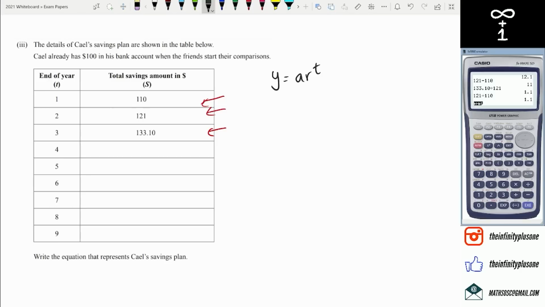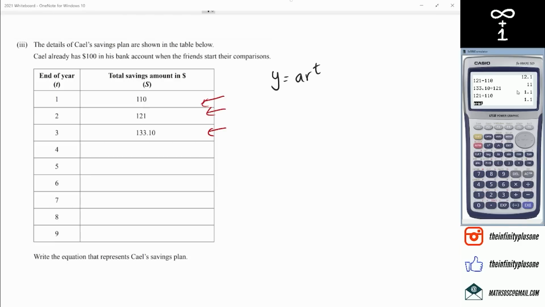There is a video to show you guys how to calculate an exponential equation. If you just look it up on my channel, finding exponential equation given 3 points, you'll find a video and you should be able to work this out. But I am going to show you with this particular one some easy little tricks. Now, the good thing is we already have figured out what r is. r is actually equal to 1.1.